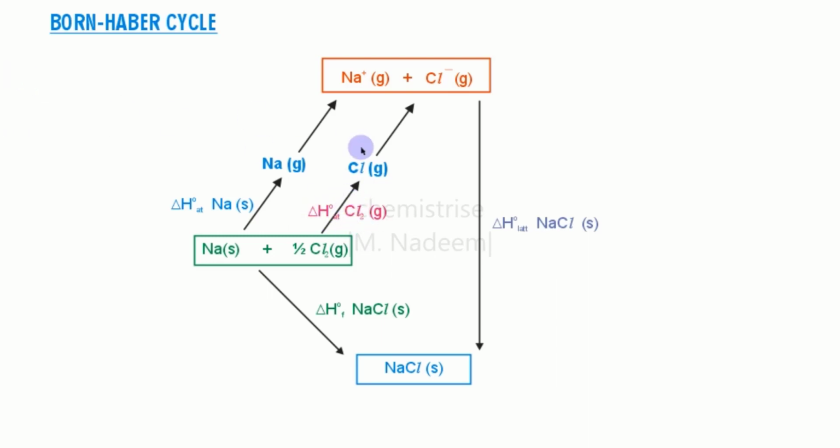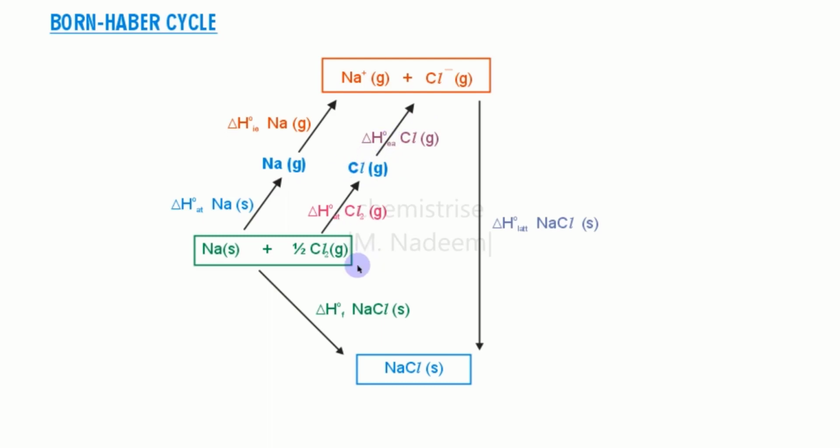Next is the conversion of sodium gaseous atoms into the sodium gaseous positive ions, and it involves the ionization energy of sodium that we can find from the data booklet, while we can convert the Cl gaseous atoms into the Cl negative ions, and this is actually the electron affinity, and this value is given in the question.